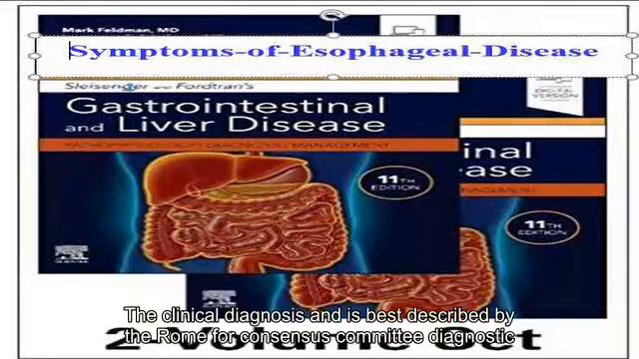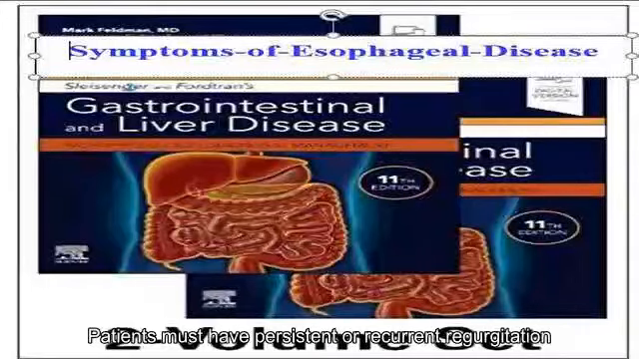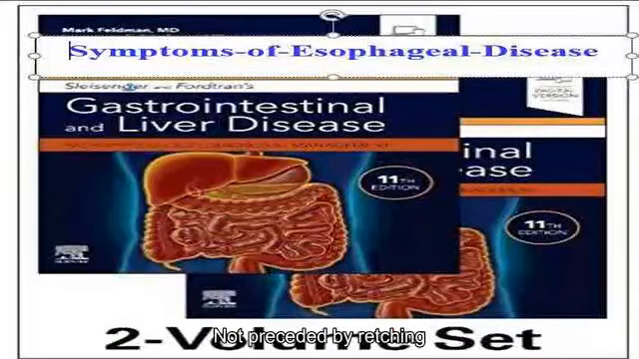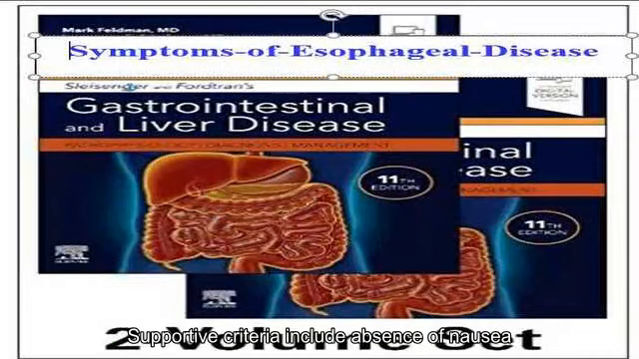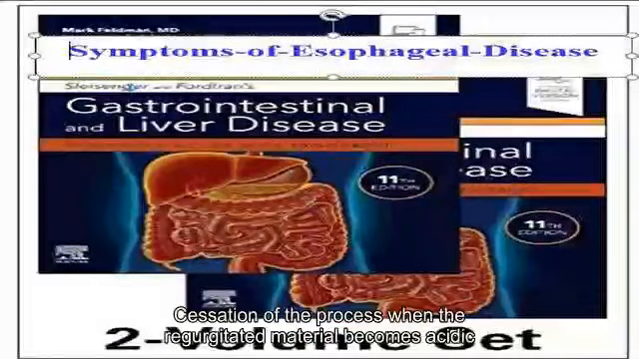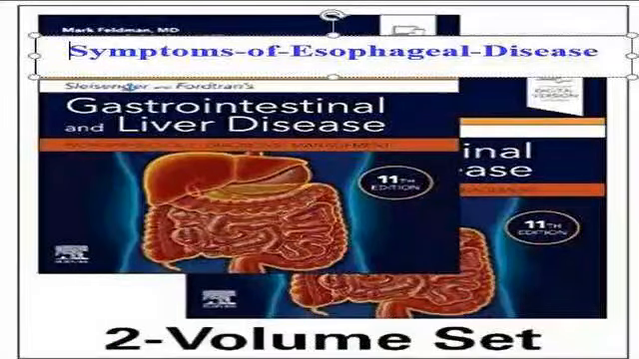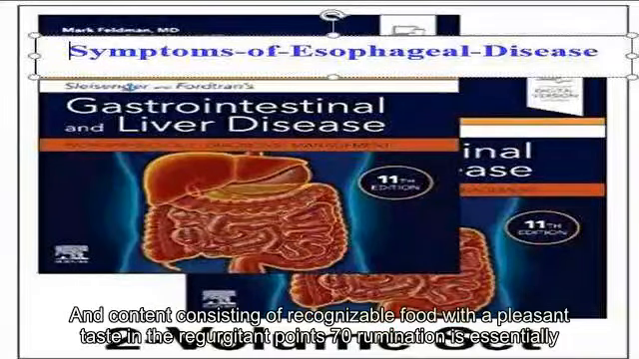Rumination is a clinical diagnosis and is best described by the Rome 4 Consensus Committee diagnostic criteria. Patients must have persistent or recurrent regurgitation, not preceded by retching, of recently ingested food into the mouth, with subsequent remastication and swallowing. Supportive criteria include absence of nausea, cessation of the process when the regurgitated material becomes acidic, and content consisting of recognizable food with a pleasant taste in the regurgitant.